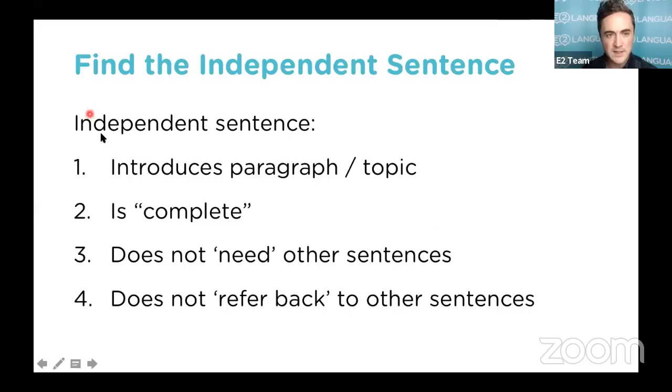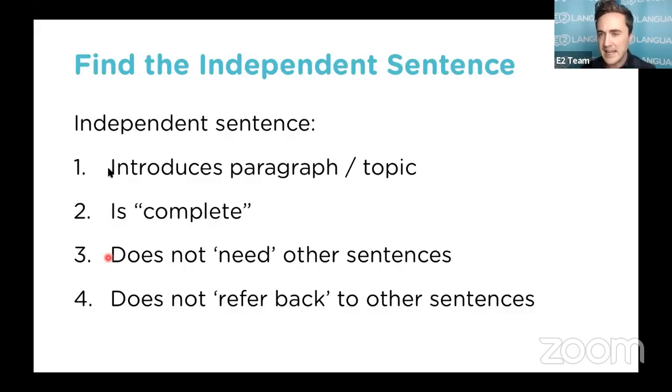So the first step, and it really is the first step, is to find the independent sentence. What does that mean? What's an independent sentence? An independent sentence introduces the paragraph. It introduces the topic of the paragraph. It's often called a topic sentence for that reason because it sits right on top of the paragraph and tells the reader what the paragraph is about. The first sentence of the paragraph is also a complete sentence. If you pulled it out of the paragraph and you showed somebody that sentence, it would make sense to them.